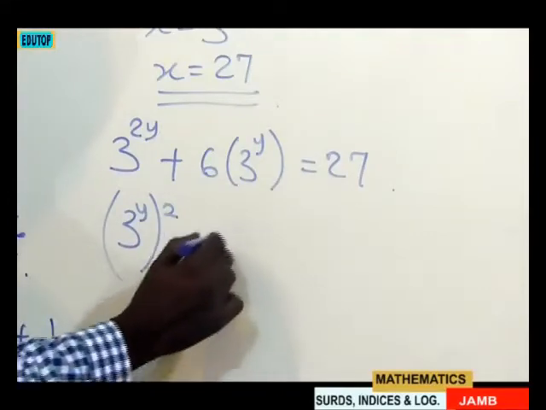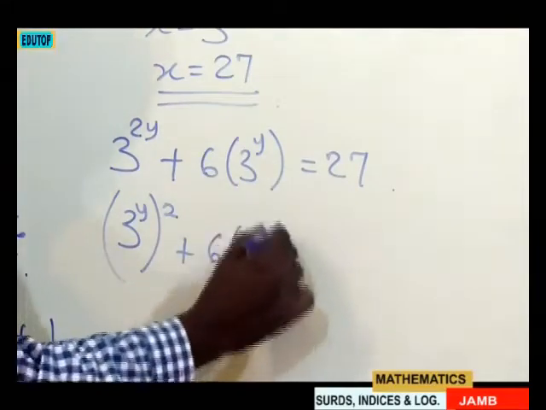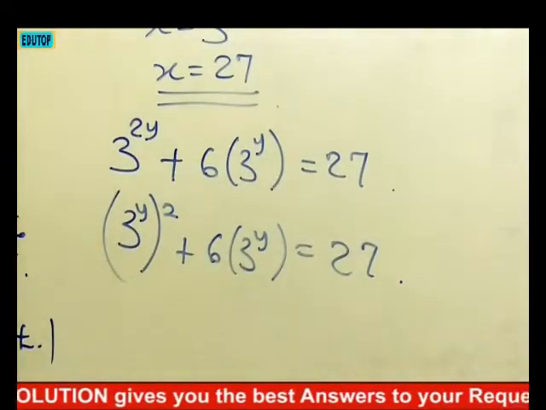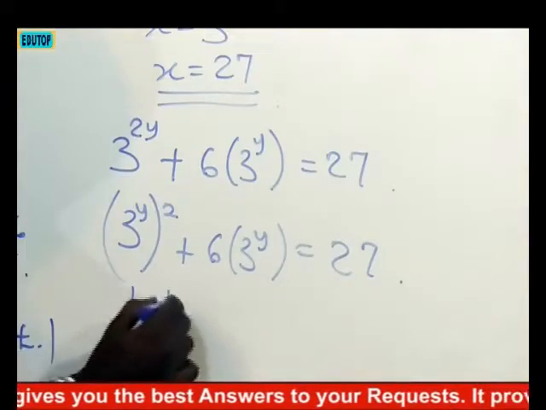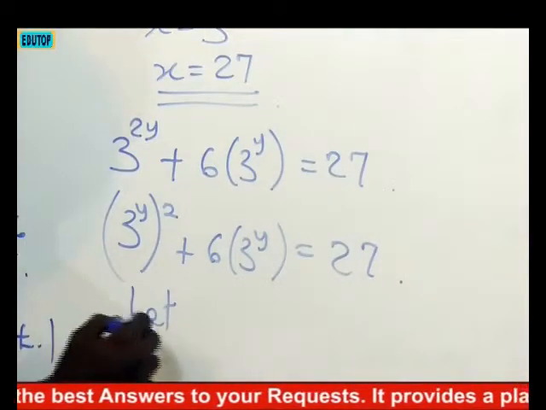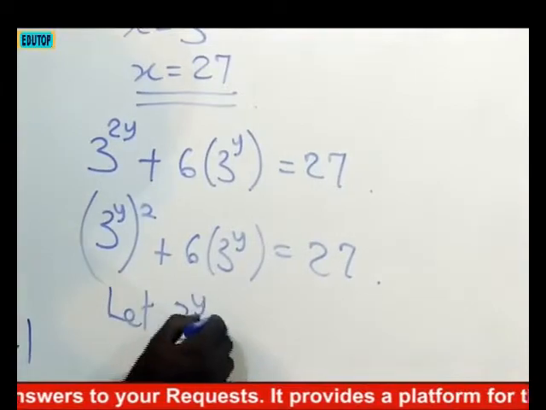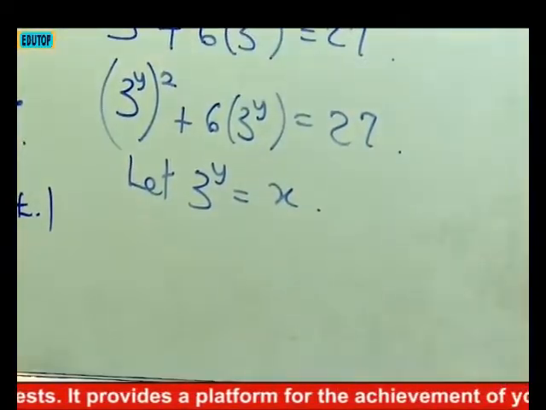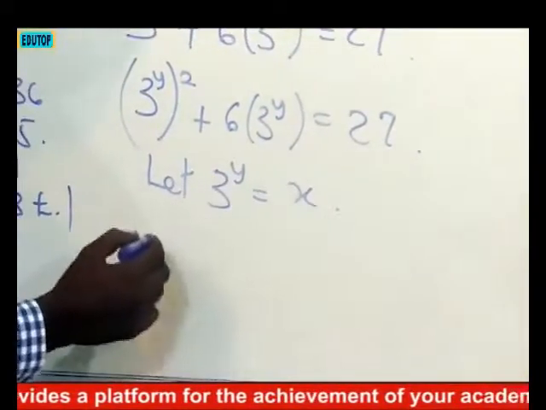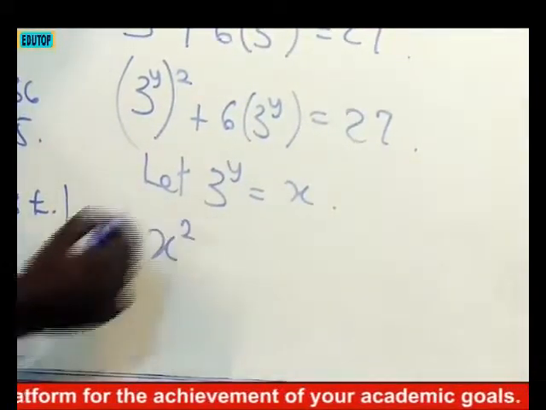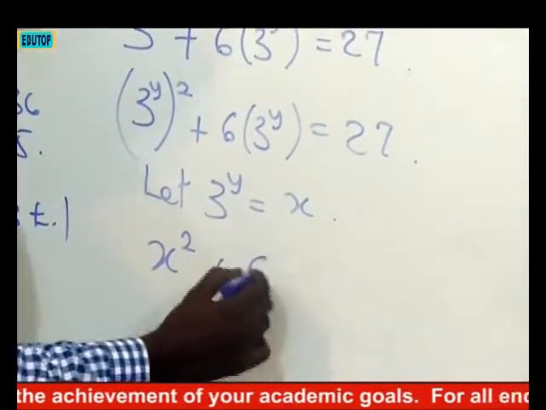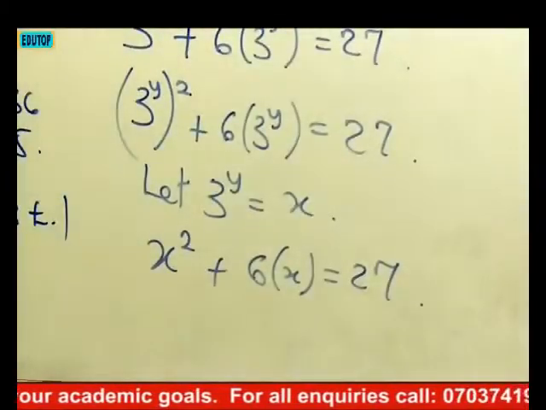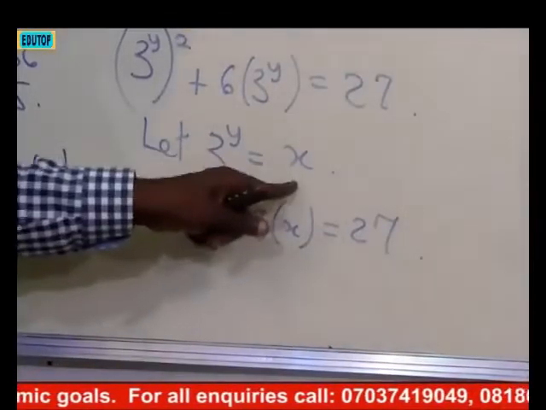x squared plus 6 into 3 raised to power y equals to 27. So in this situation, I will make an assumption here. Let 3 raised to power y equals to x, for example. So anywhere I see 3 raised to power y, I will replace it with x. So 3 raised to power y equals to x, then this one becomes x squared plus 6 into x equals to 27.